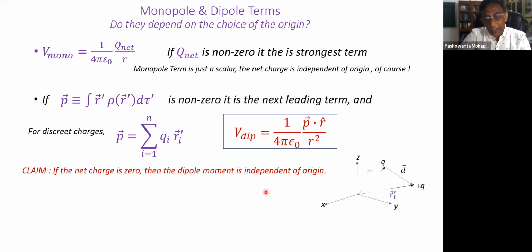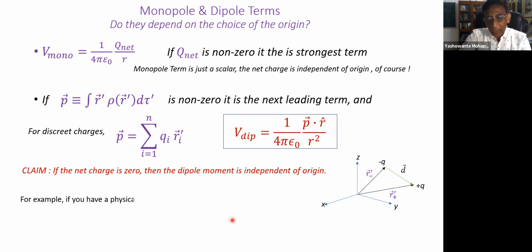So for example, R plus, R minus, minus Q to plus Q, this distance is d. So the dipole is now considered as Qd. You know from this dumbbell model from high school, this is the iconic dipole, minus Q, plus Q with a d in between.